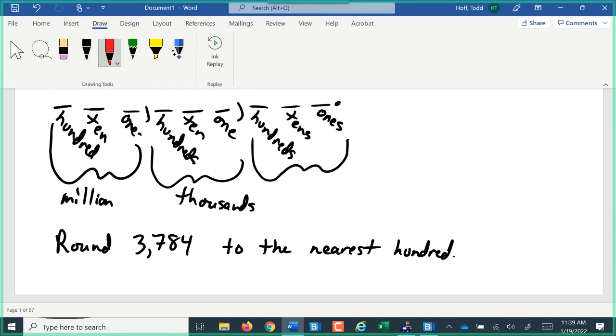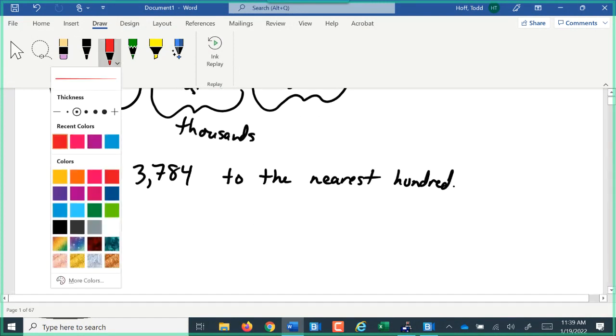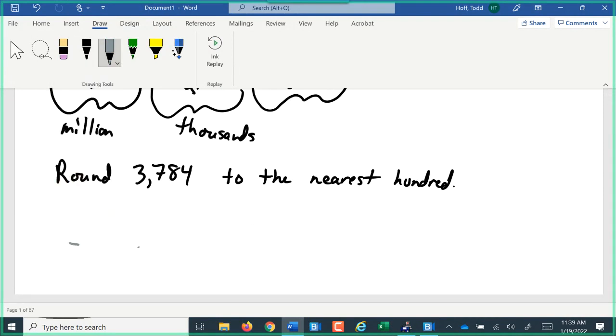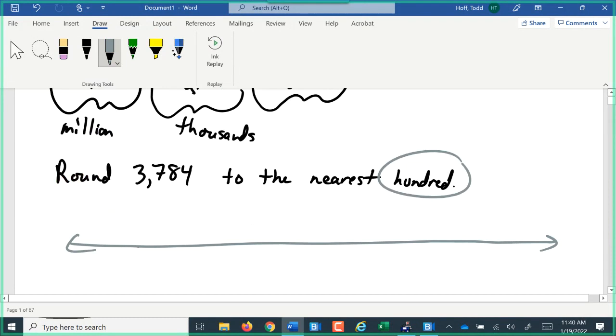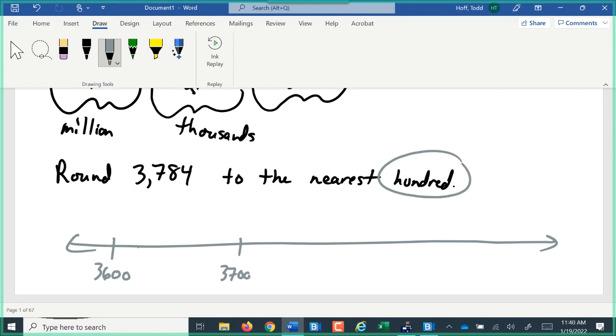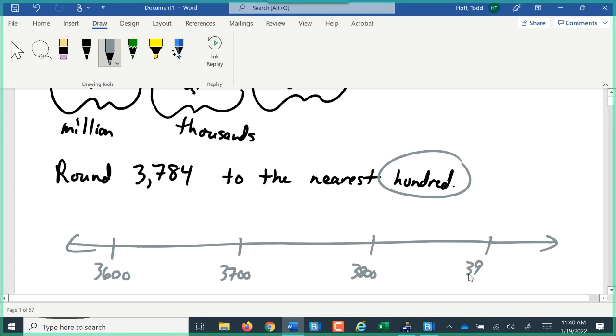Of course, we all know how to round, but let's look at what this really means. Technical definition of rounding, when we're asked to round to the nearest 100, that's the key word here. What it's implying is that we have a number line that is only numbered in hundreds. So like 3,600, 700, 800, 900, and so on.